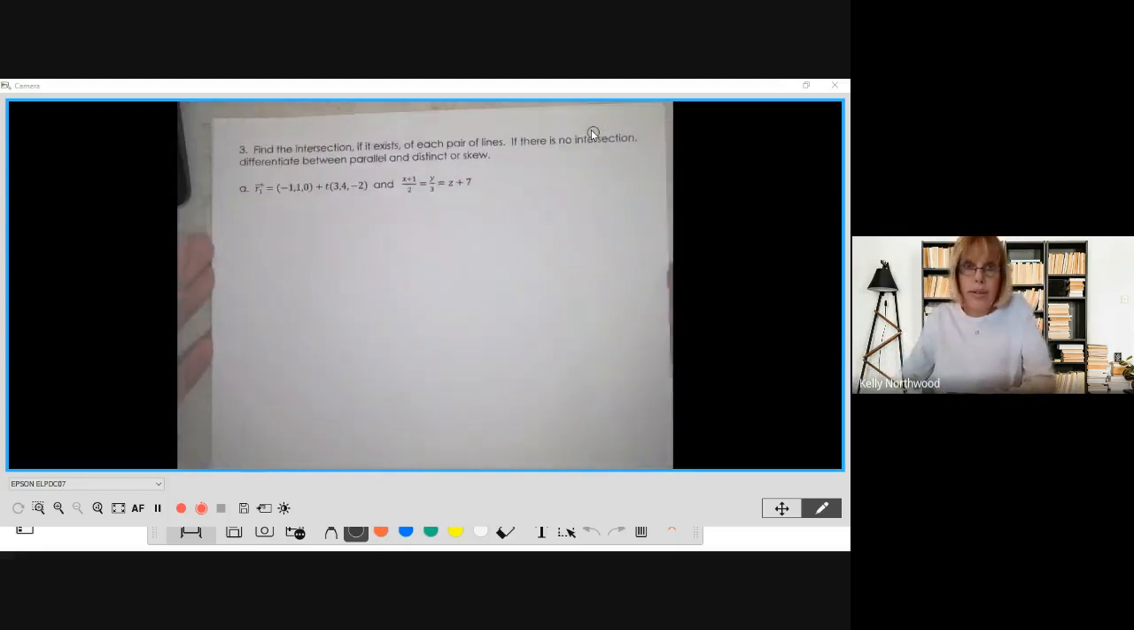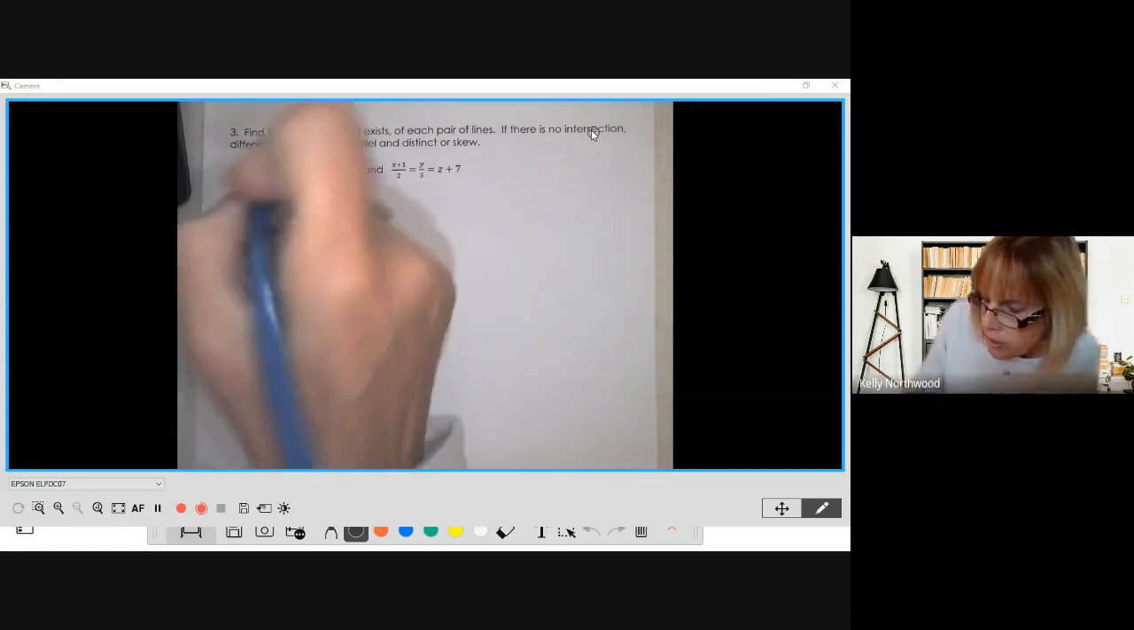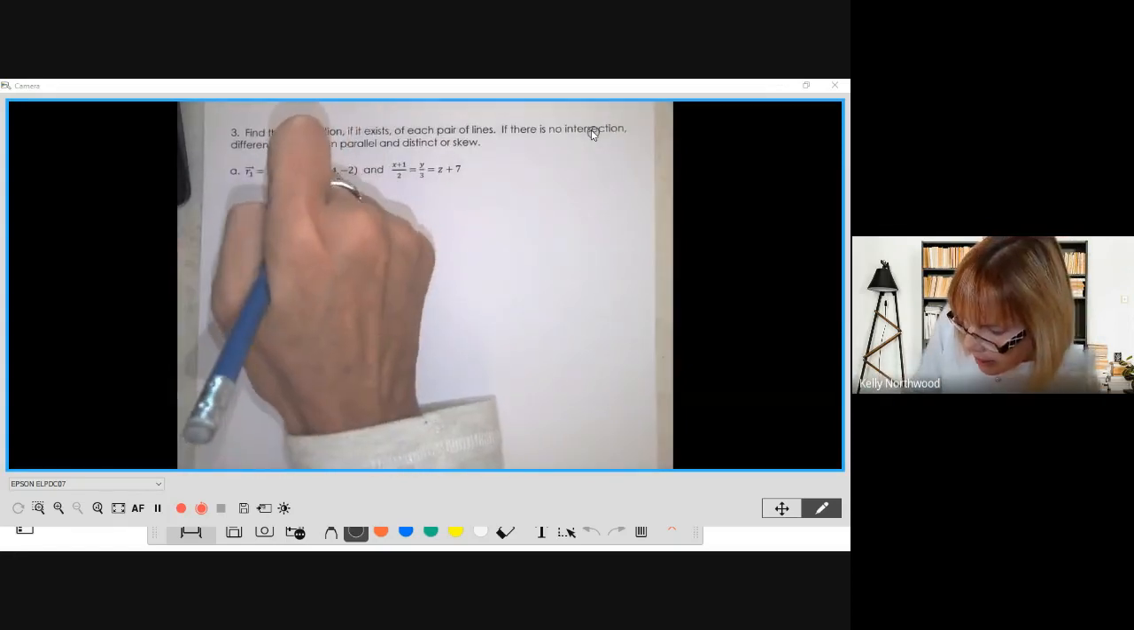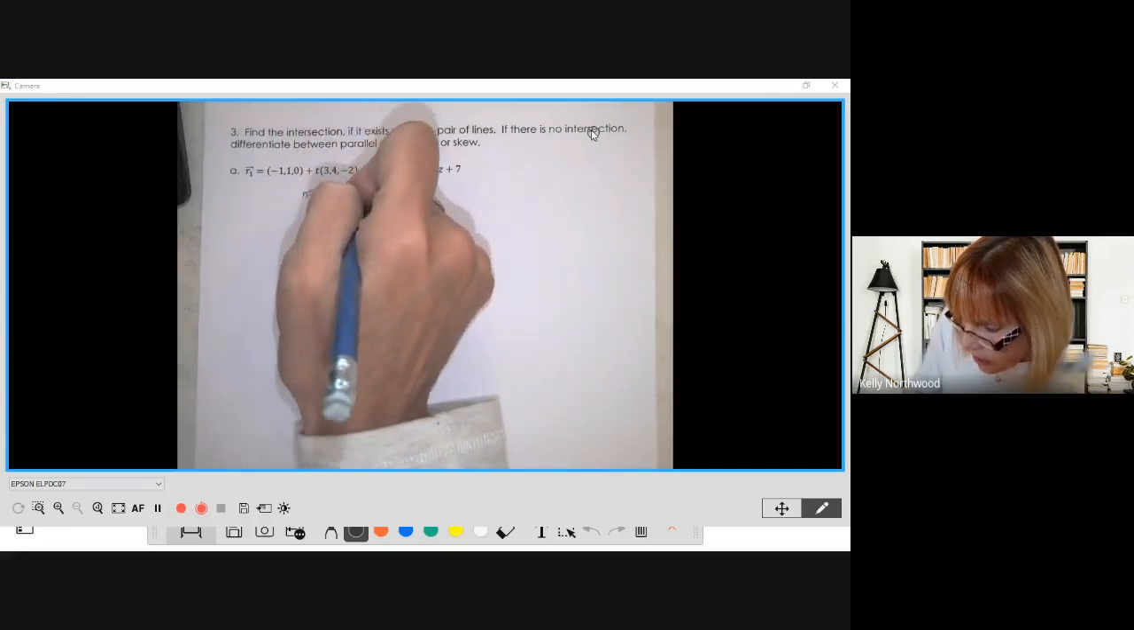Okay, so question 3: find the intersection, if it exists, of each pair of lines. If there's no intersection, differentiate between the lines being parallel and distinct or skew. All right, first step is to figure out the direction vector and compare them for each one. So for this one, it's easy. The direction vector is 3, 4, -2.